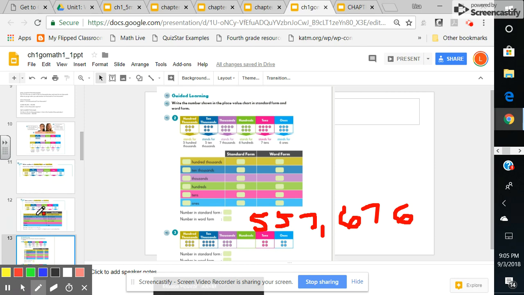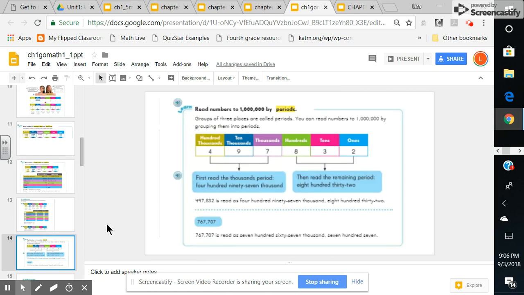We're going to move on to the next one. We're not going to do that second example. We'll move on to the next slide, and in this slide we're going to review reading numbers to 1 million by periods. Groups of 3 places are called periods. You can read numbers to 1 million by grouping them into periods. Like we did ones, tens, hundreds, and I put the comma. That is called a period. Please write that down, and you can use this example.